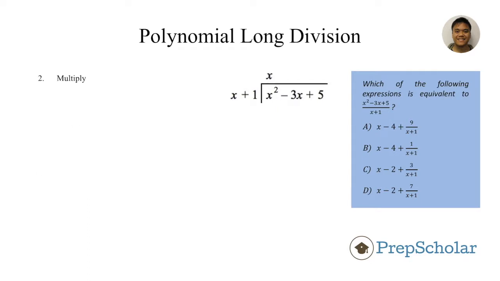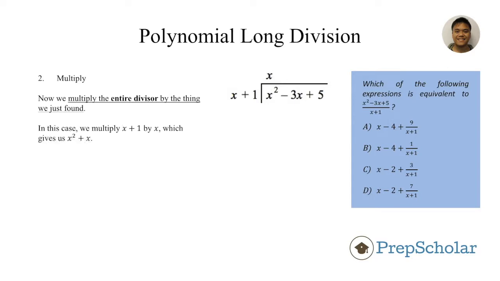Next step is to multiply. Now we just multiply the entire divisor by the thing we just found. In this case, we multiply x plus 1, the divisor, by x, which gives us x squared plus x. And we can write that at the bottom with the x squared terms lining up and the x terms lining up, like this.